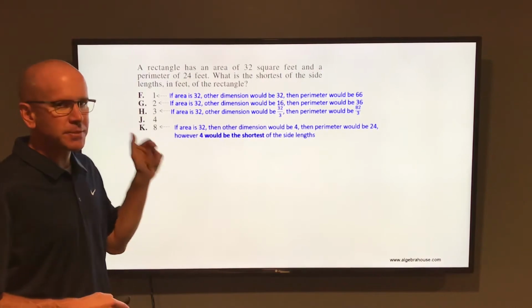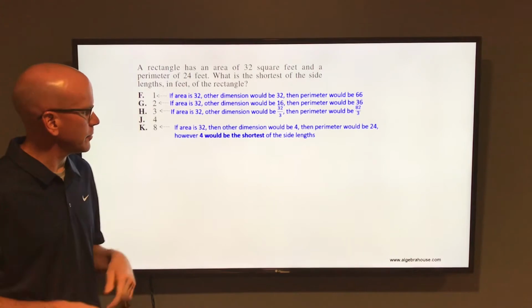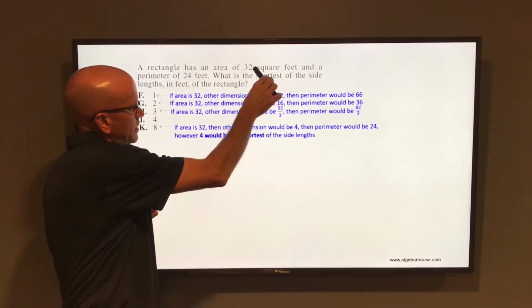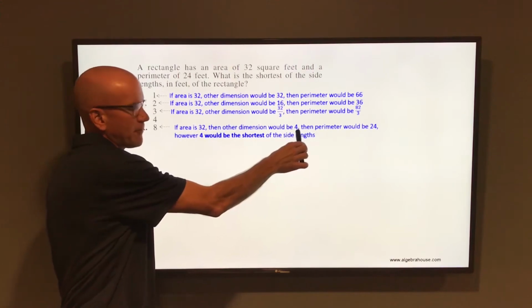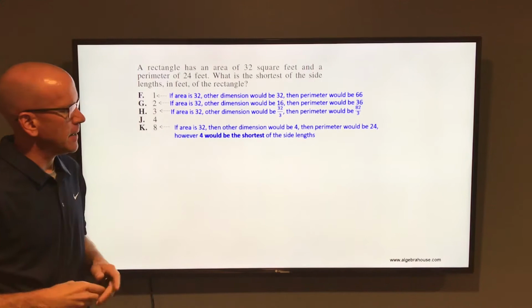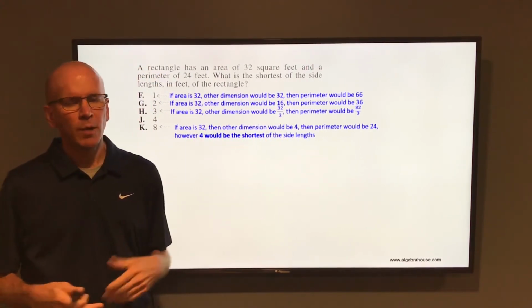You can probably guess why I'm skipping letter J, because that's the right answer. Why is 8 the wrong answer? Well, if the length was 8, divide 32 by 8, the other dimension would be 4, so you would have 2 sides that are 4, 2 sides that are 8. That does add up to 24, which is the perimeter we want. So why is that not the right answer?